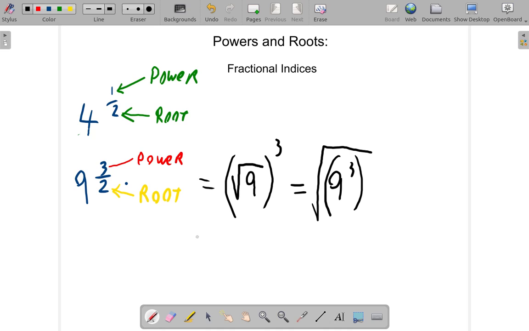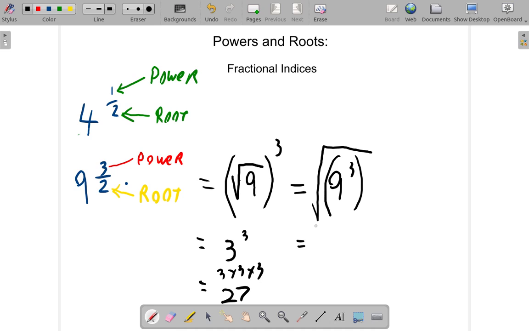Now, let's deal with this one. The square root of 9 is what? It is 3. And we have 3 cubed. 3 by 3 is 9, 9 by 3 is 27, because 3 cubed is 3 by 3 by 3. So it's 27. That's the answer.